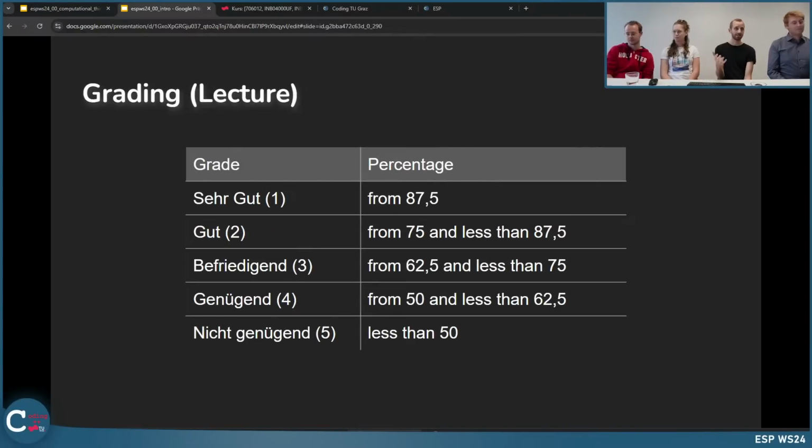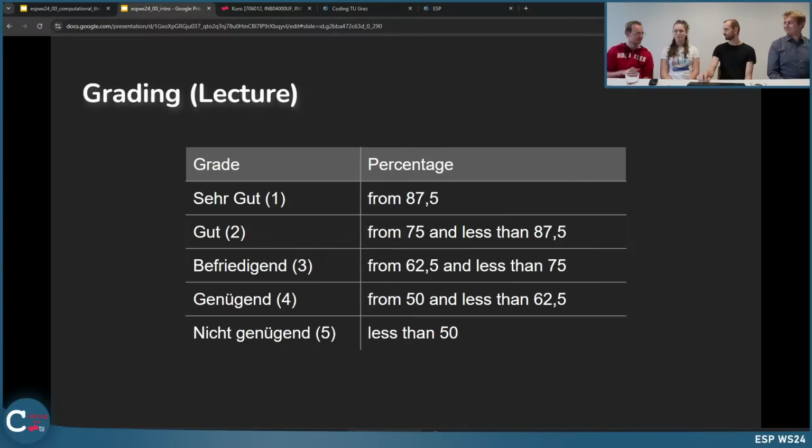And the grading scheme for the lecture is also very easy, I would say. Everything less than 50 points or 50% is, unfortunately, nicht genügend, so you fail the course, and then you have the different grades.